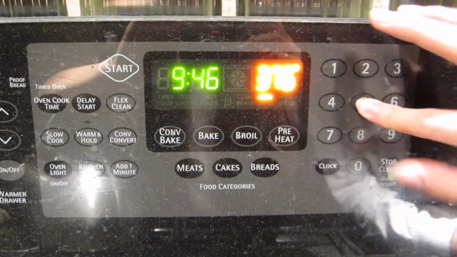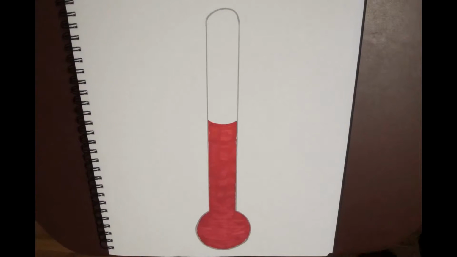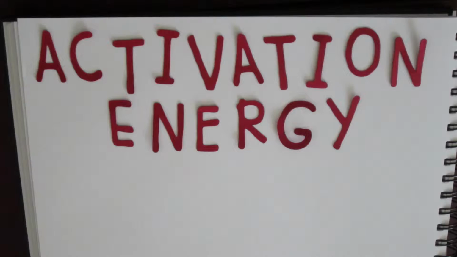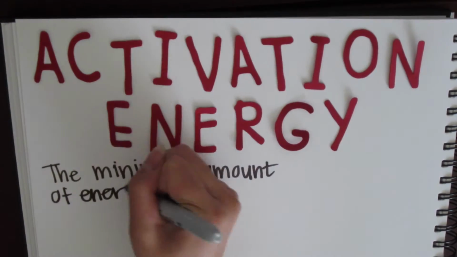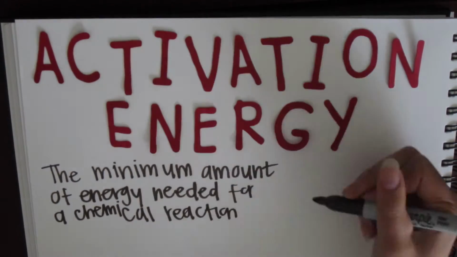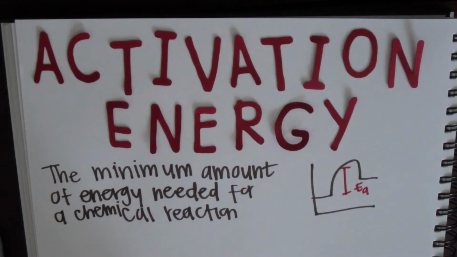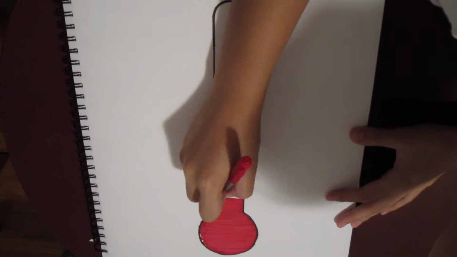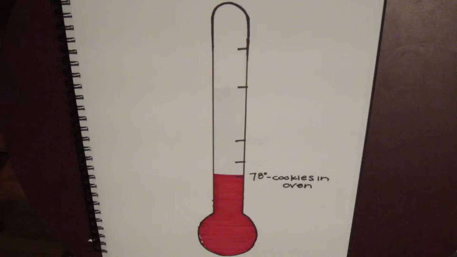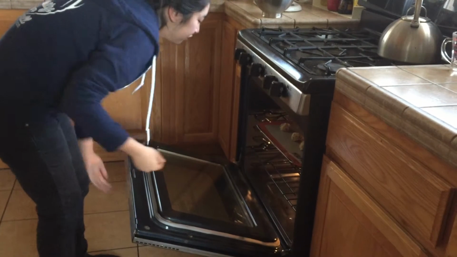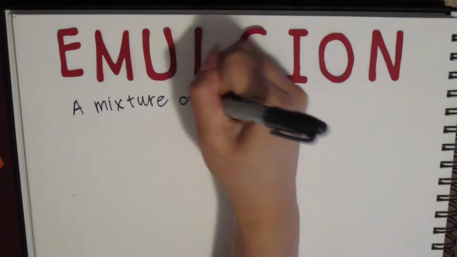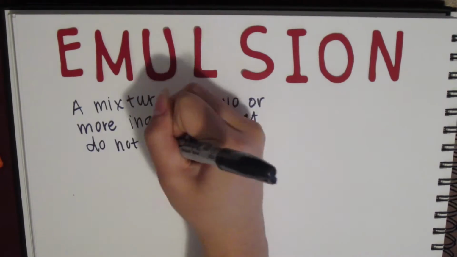We place it at a certain temperature so that the ingredients are able to reach the activation energy necessary for changes to occur. Activation energy, the minimum amount of energy needed for a chemical reaction. At 78 degrees, or room temperature, the cookie dough is put into the oven. Butter is an emulsion of water and fat. Emulsion, a mixture of two or more ingredients that do not usually mix.